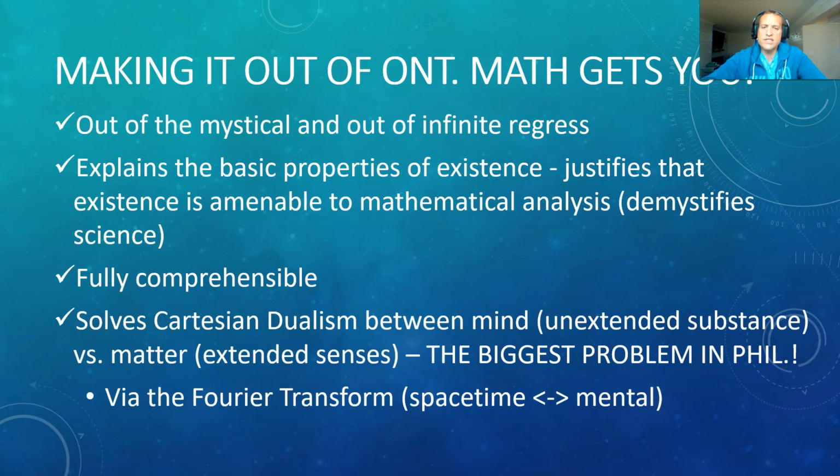So it solves Cartesian dualism between mind and matter. This is one of the biggest problems, probably the biggest problem in all of philosophy, this problem of Cartesian dualism, which is mind, which is unextended substance, versus matter, which is extended substance, extended perception, right? So this is explained now via the Fourier transform. The mathematics of the Fourier transform demonstrates that you can have an immaterial frequency domain, a structure of frequency, which can transform to extended space-time objects. That's what the Fourier transform shows you.